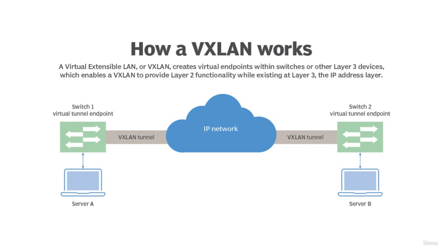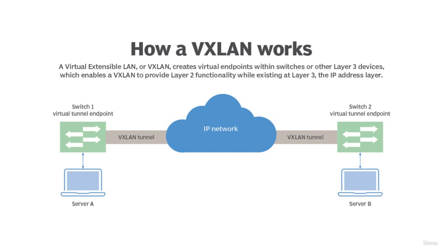A virtual extensible LAN, or VXLAN, can create the same type of virtual network as a VLAN, but takes the VLAN concept a little bit further by encapsulating the media access control address in the user datagram protocol. So where a VLAN is defined over switch ports, a VXLAN creates virtual endpoints within switches or other layer 3 devices. So this enables a VXLAN to provide layer 2 functionality while existing on layer 3 at the IP, or Internet Protocol address layer.